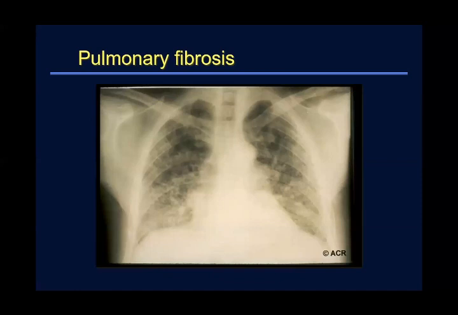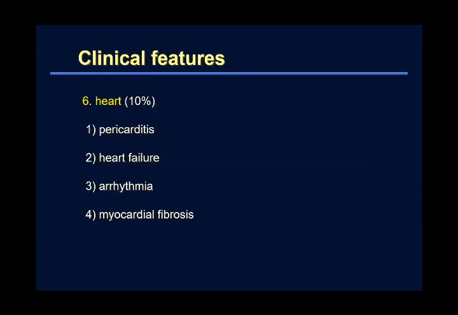This is a typical chest X-ray of the patient with pulmonary fibrosis. You can see the basal lungs show honeycombing of the bases with interstitial fibrosis, and the patient has a typical X-ray. You can go for HRCT to see the interstitial fibrosis and the severity of the lung fibrosis.